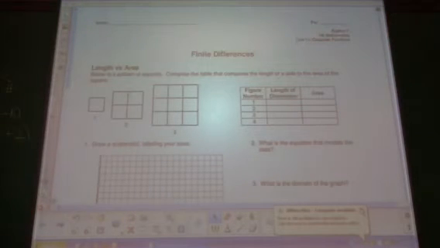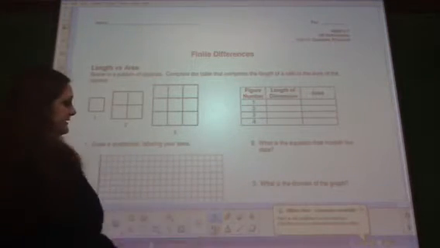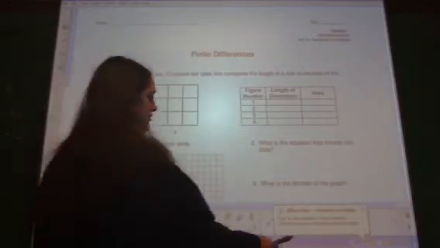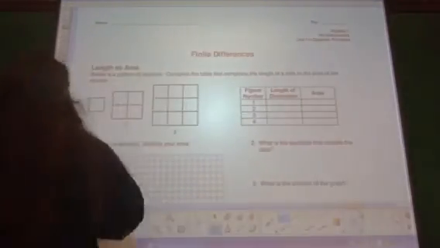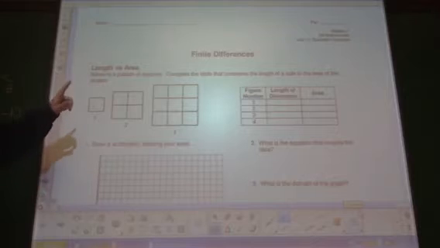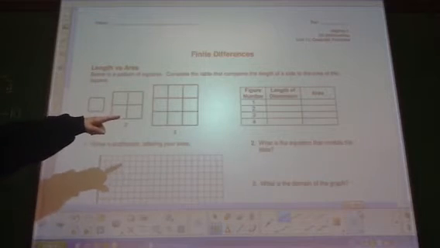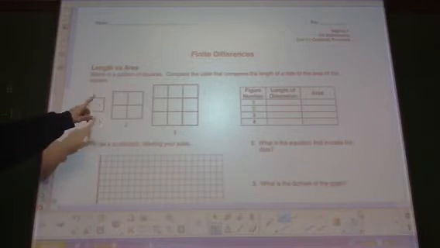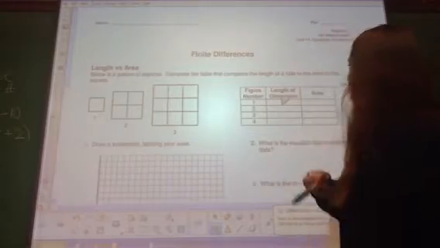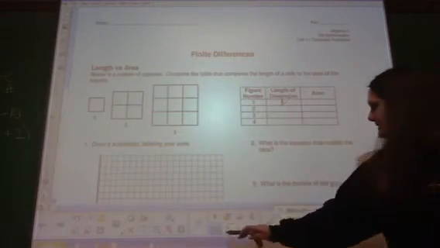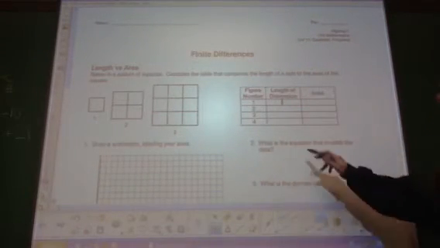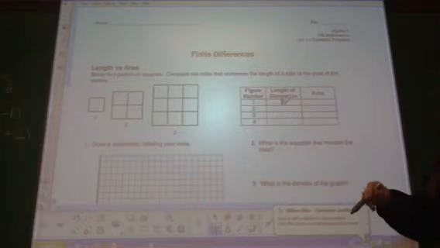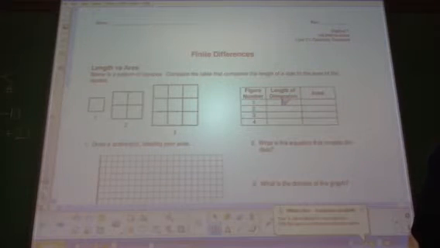I say games. So if we're talking about finite differences, look at your patterns on your graph. This is saying that we're doing length versus area. If you're going to fill in your table, the first one with the square has a length of 1 on the side. So we're just going to put that we've got a length of 1. And let me change color. So we have 1. And how do we find the area of a square?